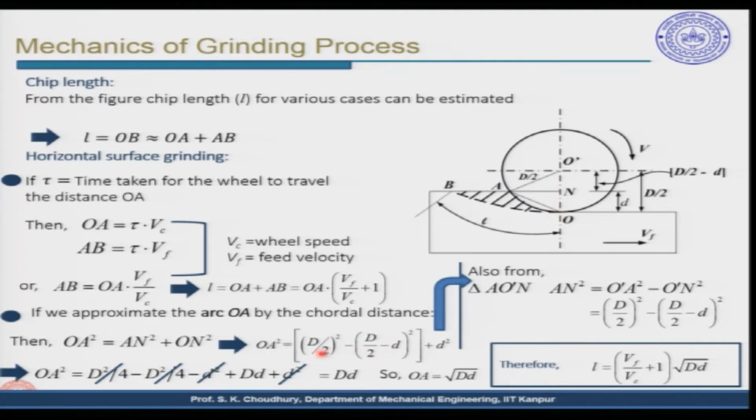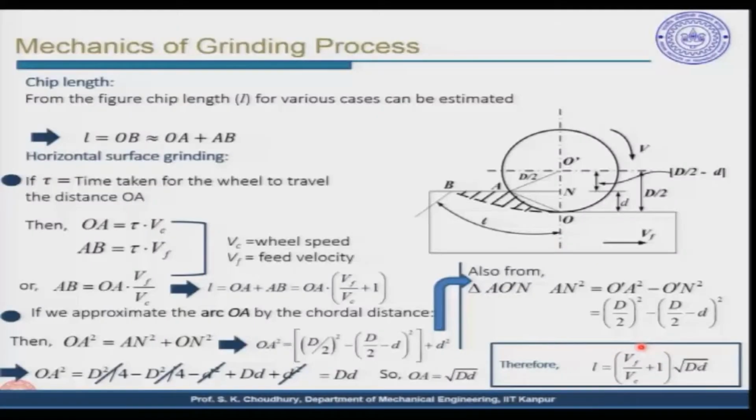So, we are getting this equation, and if we solve this equation, we will find that OA is equal to root over the diameter of the grinding wheel into the depth of cut, root over capital D and small d. Therefore, if we put this value of OA here, we will find that the chip length is equal to root over Dd into Vf upon Vc plus 1, this is what is shown here. So, this way analytically we can find the chip length in the case of the surface grinding process.